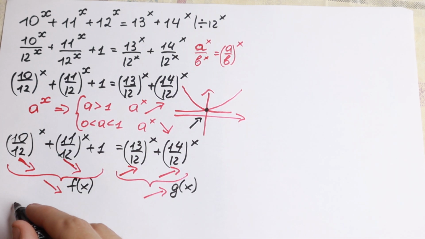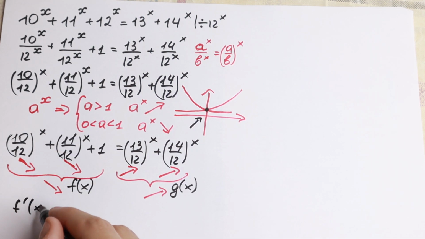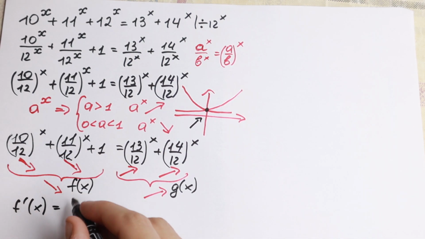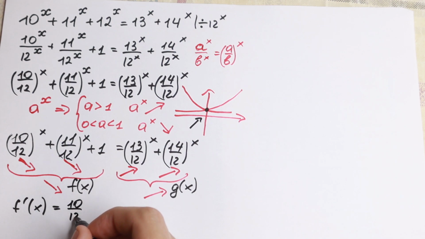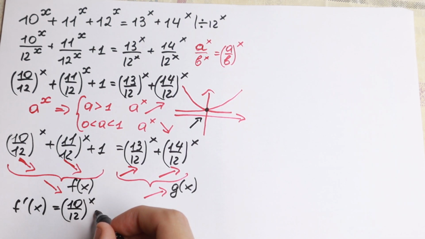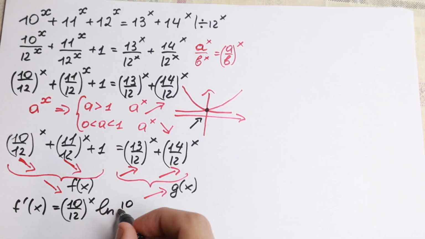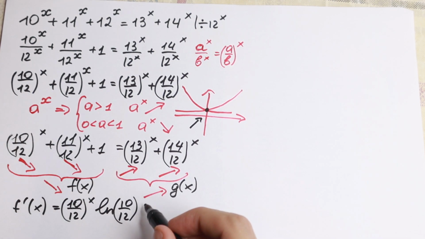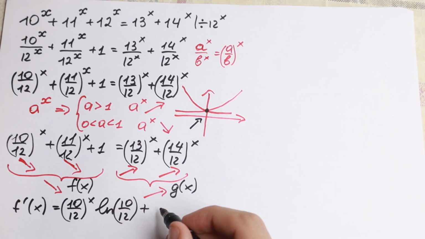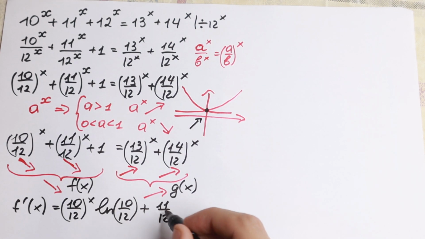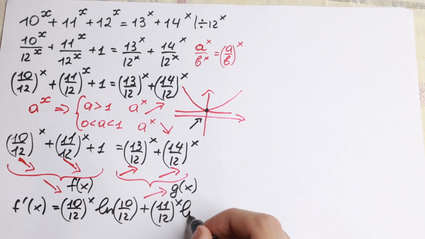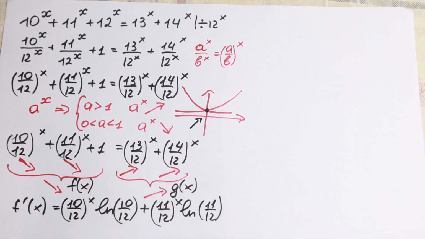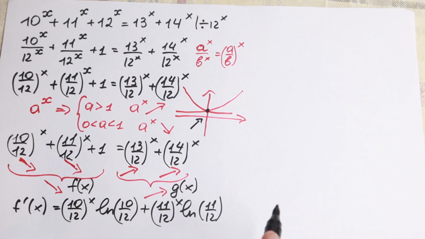So let's find f prime x. We know the rule: we find the derivative of this expression, and we will have (10/12)^x times natural log of 10/12. So this is the derivative of the first element. We need to add the derivative of the second element, the same (11/12)^x times natural log of 11/12, and the derivative of 1 is 0. So this is our left function.